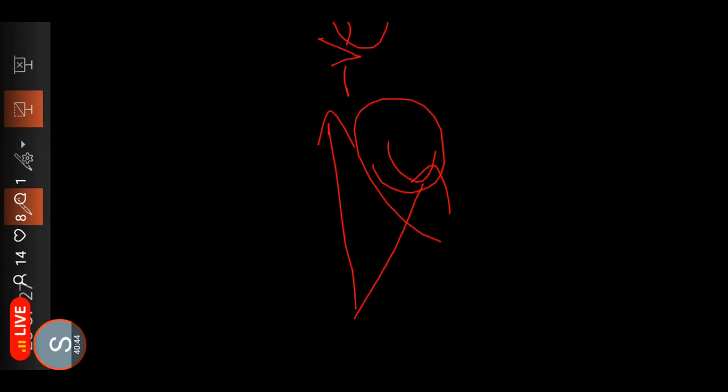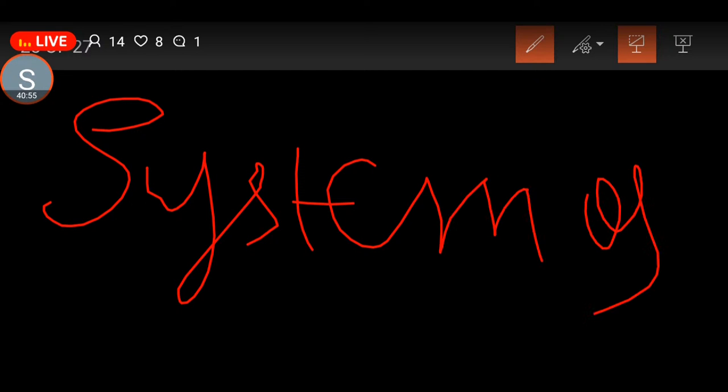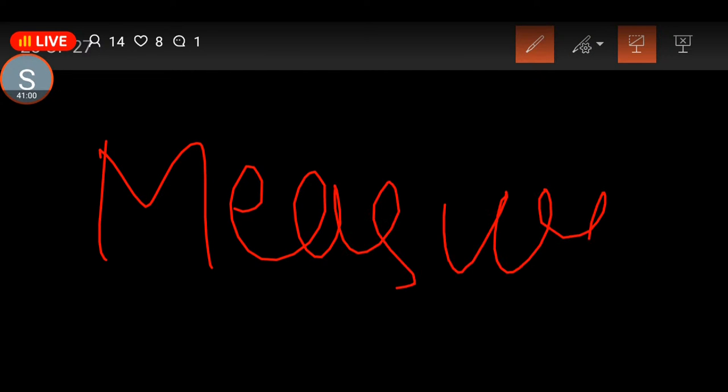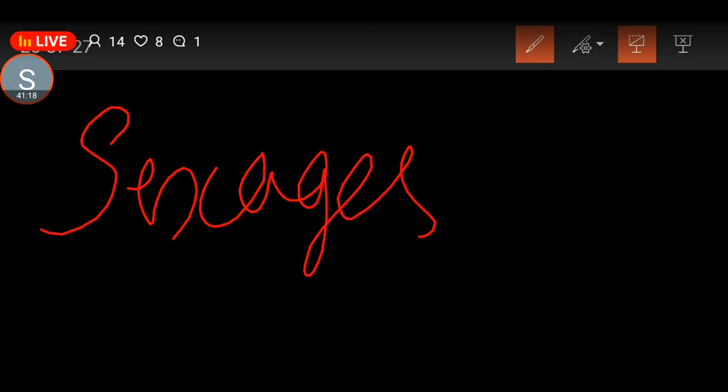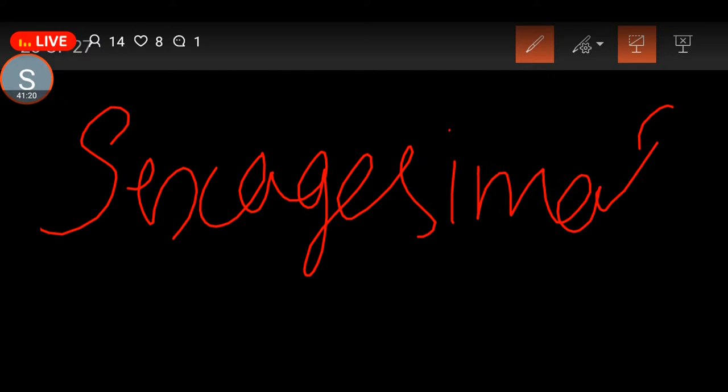Now we'll see the system of measurements. There are three types of system of measurement. First, the sexagesimal system of measurement.